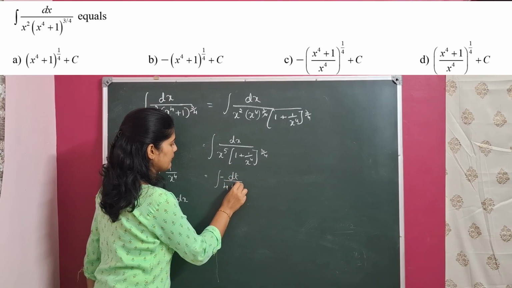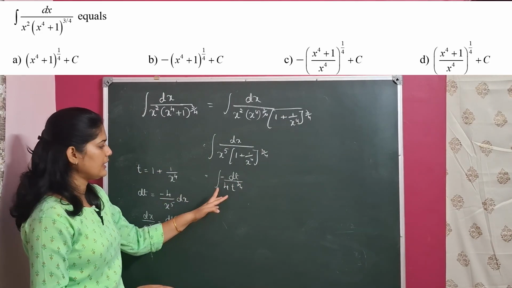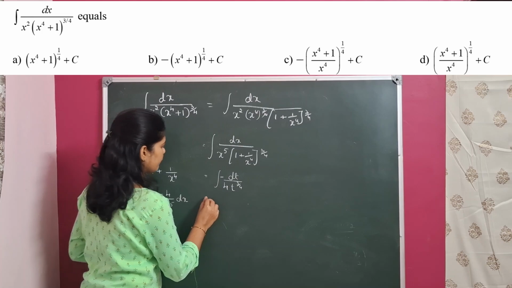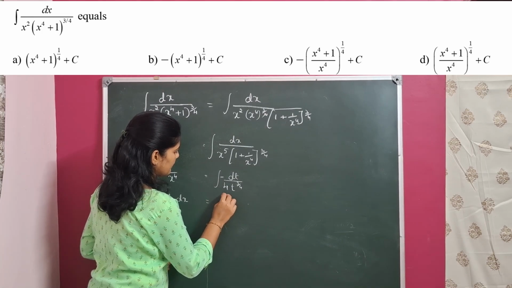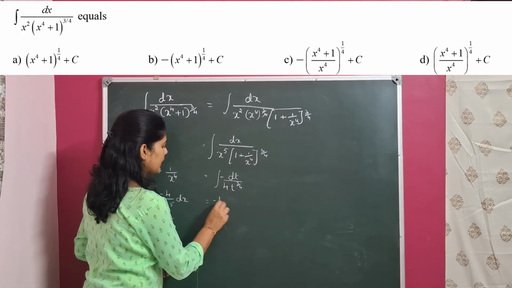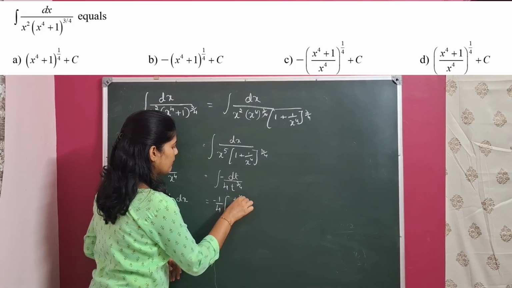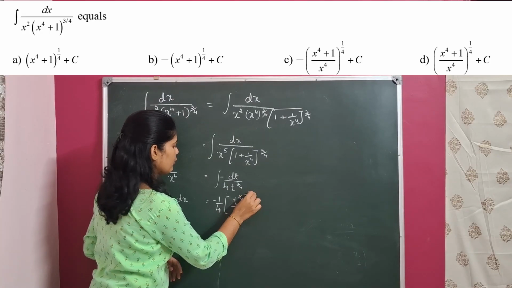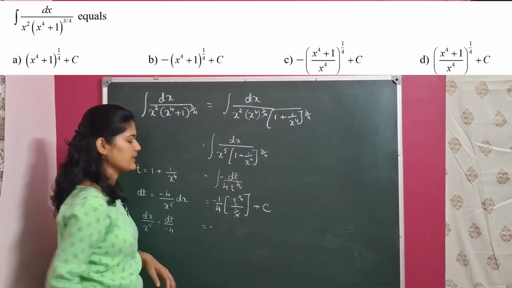4 into t power 3 by 4. So the integration of t power minus 3 by 4 will be, therefore the integration will be minus 1 by 4 taken common, t power 1 by 4 whole divided by 1 by 4 plus c. So the 4 will get cancelled.